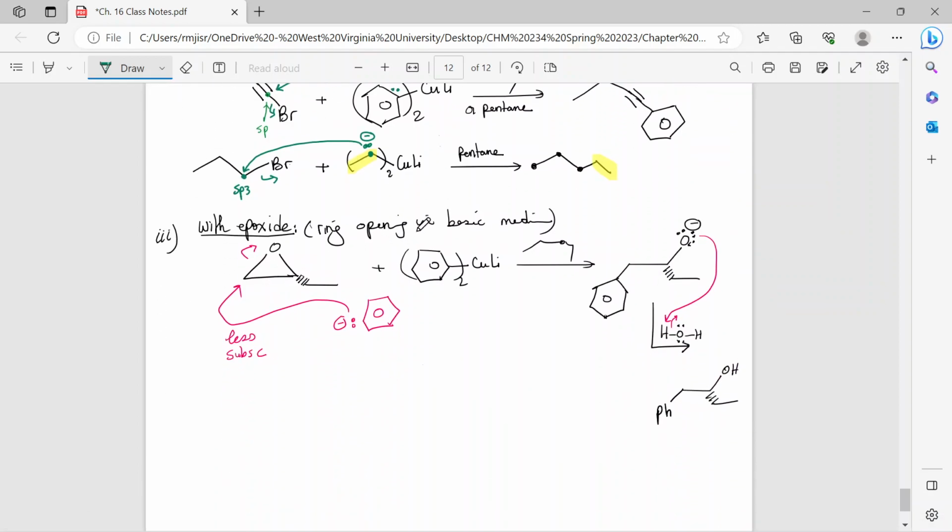The last reaction of the Gilman is the ring opening in basic medium. We said that Gilman is a nucleophile. So if Gilman is a nucleophile in there, and we have the epoxide, the O can be a good leaving group. So since I have a leaving group and I have my nucleophile in there, the reaction can happen. The attack is going to be on the less substituted carbon, opening up the bond. The oxygen is going to be negative, and then it's going to be protonated as before, and you're going to get your alcohol in this case.